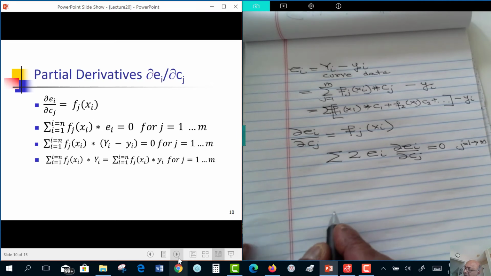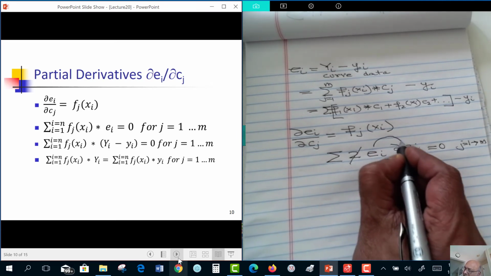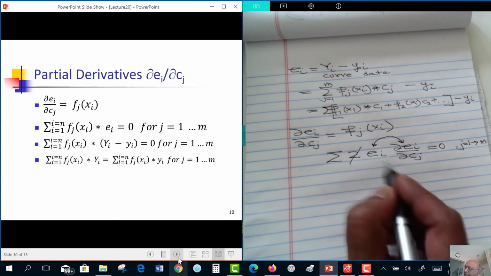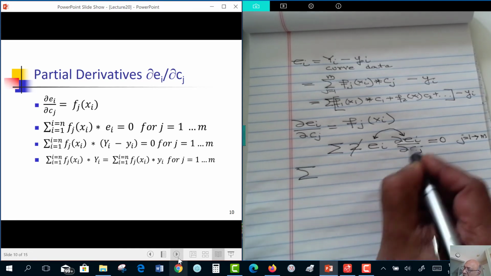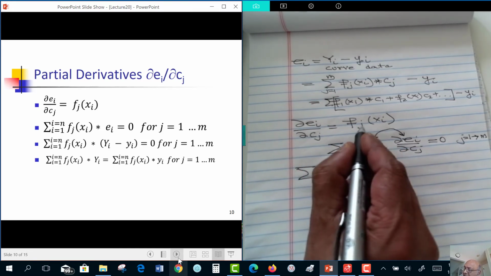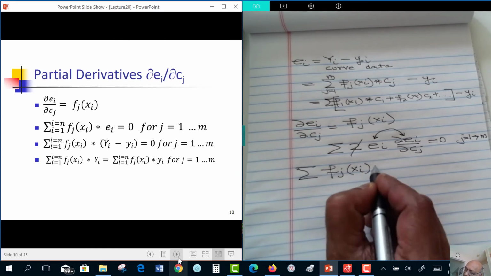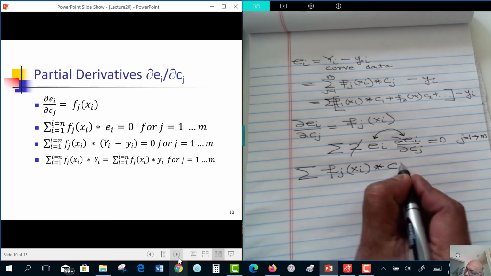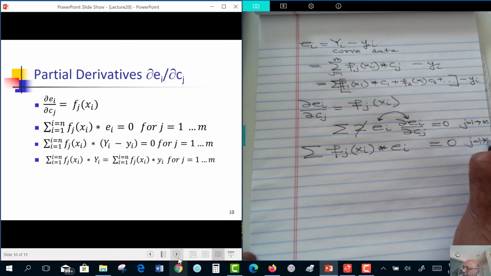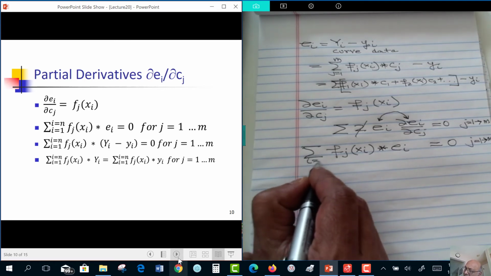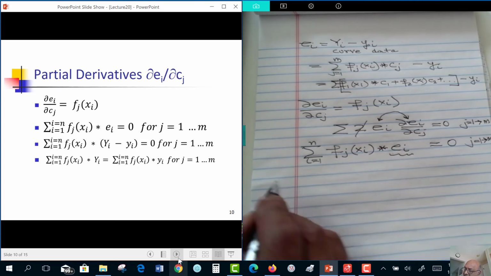So we have m such equations, remember. We can throw away 2. Also, I want to just change the order of these because I want to write it eventually in a matrix form. So we just saw del ei del cj is fj. So we'll get fj of xi times ei equal to 0. Again, j 1 to m. This is being summed for every point, remember. Let's expand ei.